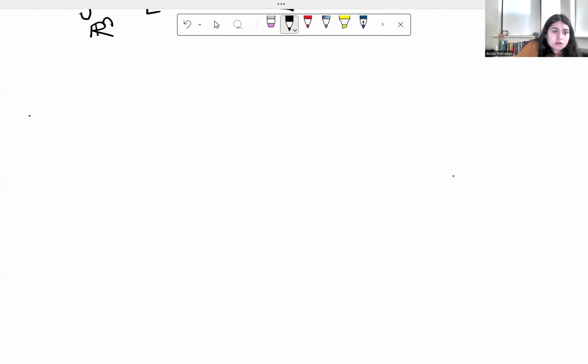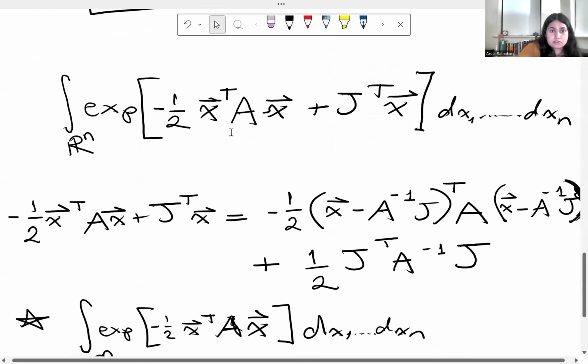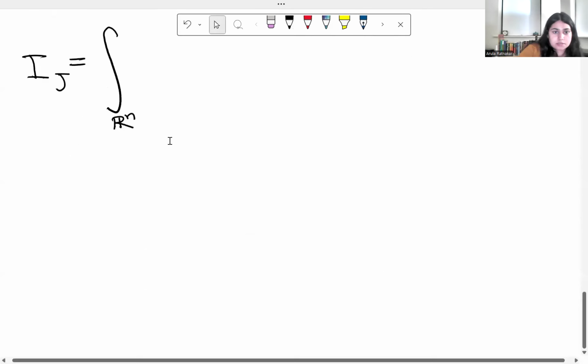Now we're going to turn it into a product of exponentials because it was a sum in the exponential power. So I'm going to call this integral that we're evaluating I_J. It's just the same thing we've been working with. This is I_J. And this is the same thing.